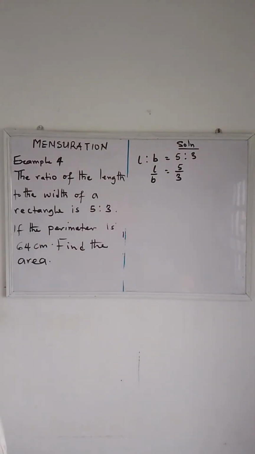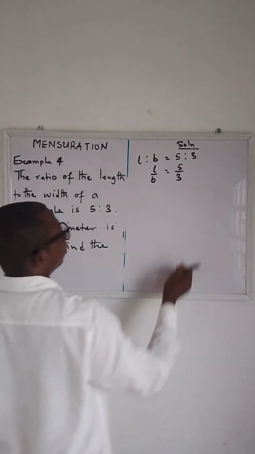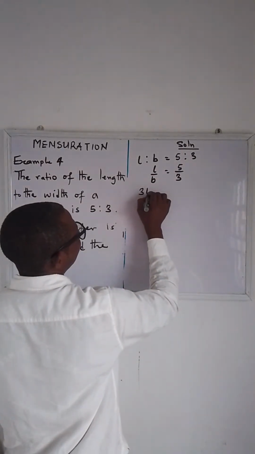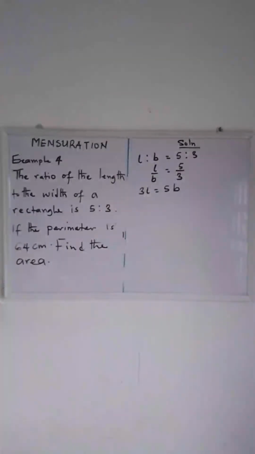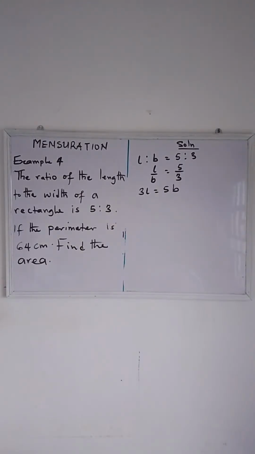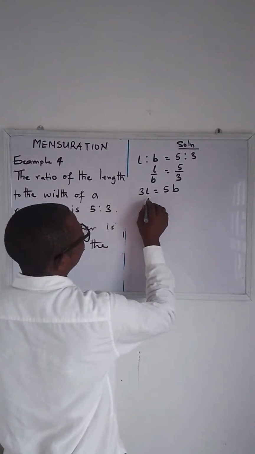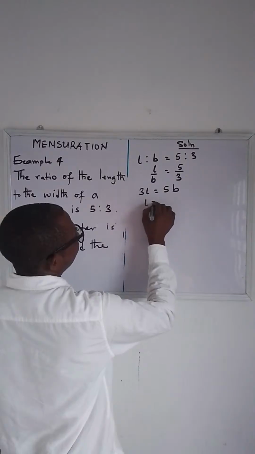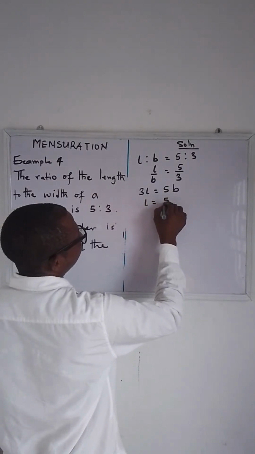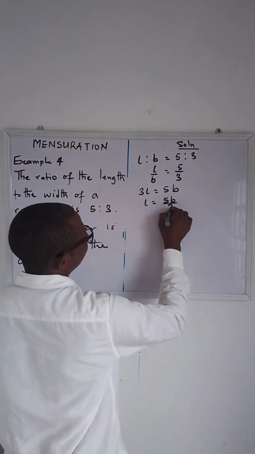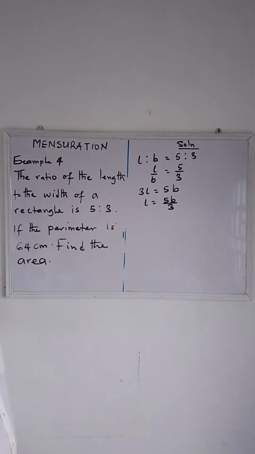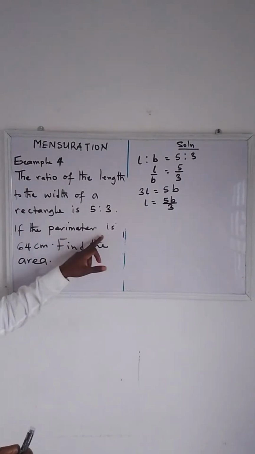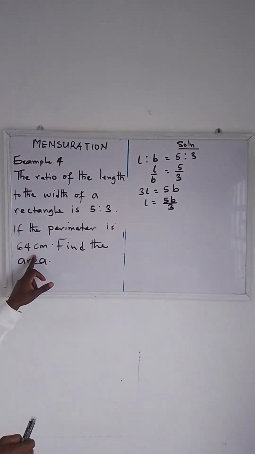All right, so now let's cross multiply. When you cross multiply, you have 3L equals 5B. You get that? So now you have that L is the same thing as 5B over 3. Or you get an expression for B, whichever one. So you have that. Now, can we look at the question now? The question says, if the perimeter is 64 centimeters.